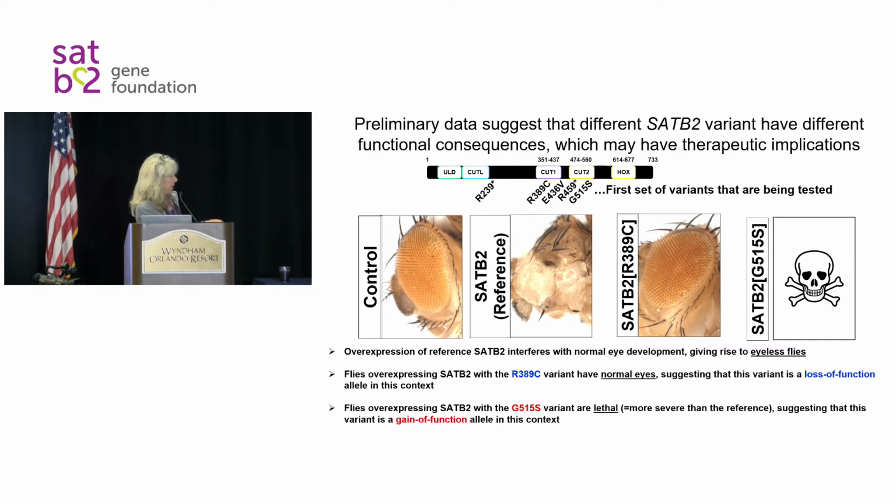If they instead use this particular mutation, R389C, what they get is basically a normal eye. What that's saying is that that is a loss of function, because it's not doing anything. So it's effectively saying you're overexpressing a protein that does nothing. On the other hand, this other mutation causes the fly to die. That's obviously worse than what SATB2 alone does. So this experiment tells us that these two mutations are causing the protein to function differently.